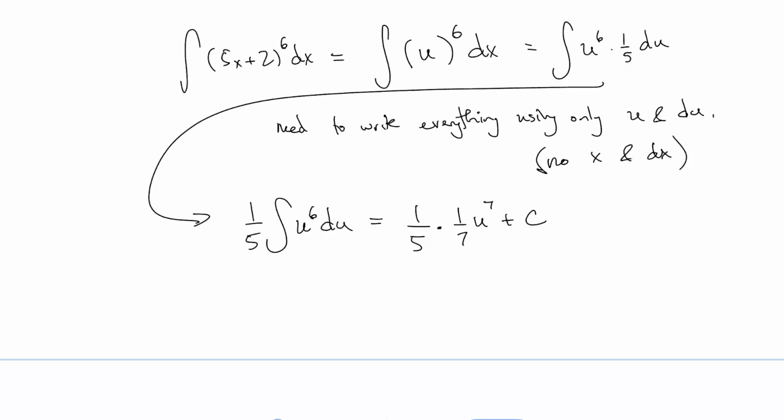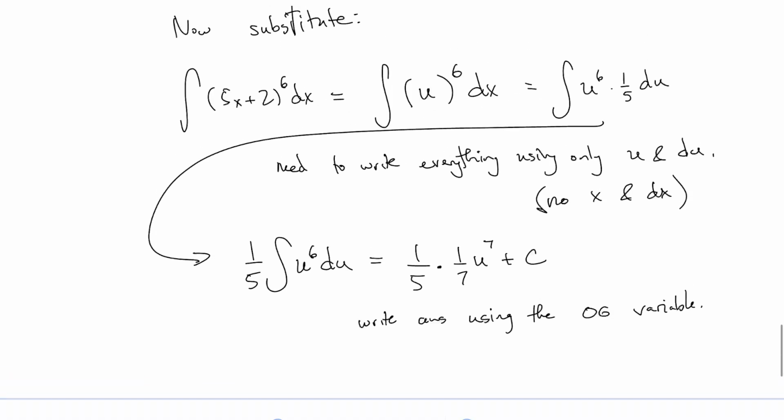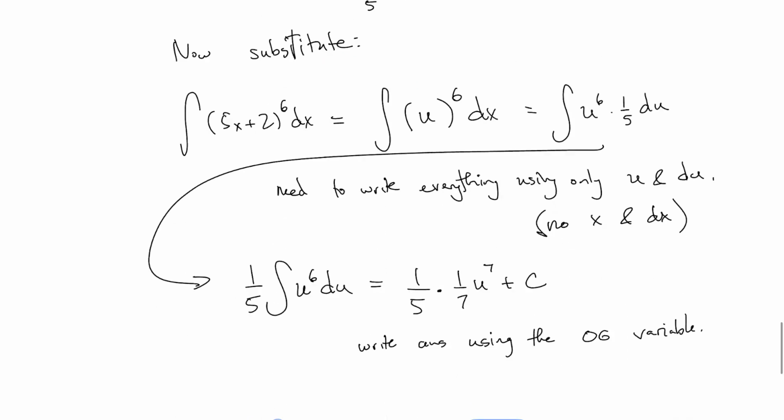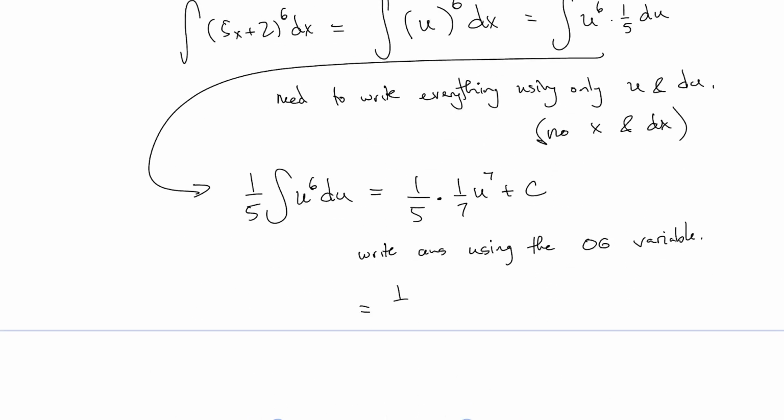All right, this is almost done. There's always one last step in the u-substitution, and that is to write the answer using the original variable, the OG variable, which was x. I don't want to write my answer in terms of u when I started with an integral in terms of x. And this is always easy to do, but you have to just see the u here and replace it with whatever it is. u is 5x + 2. So I plug back in, this is 1/5 times 1/7, and then here, 5x + 2, because that's what u is, to the 7. Like so. And this is my final answer.